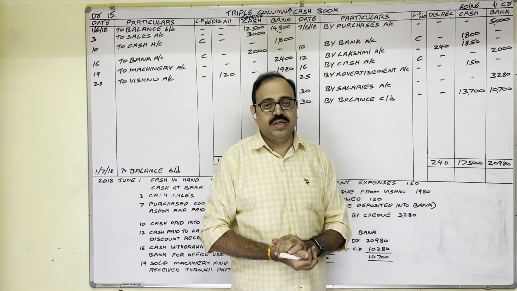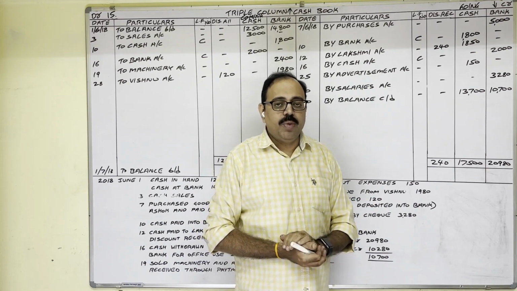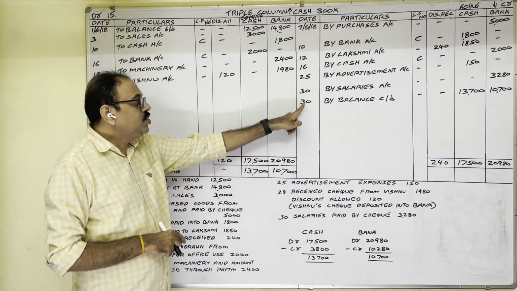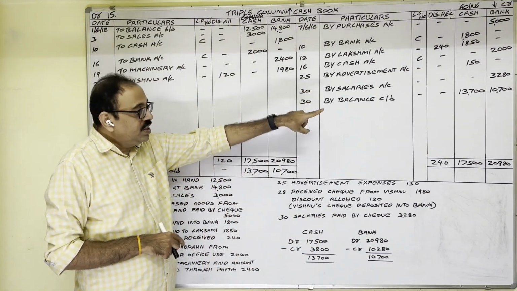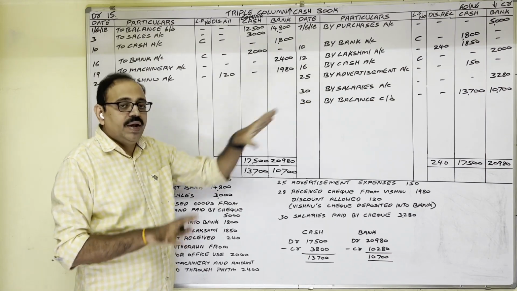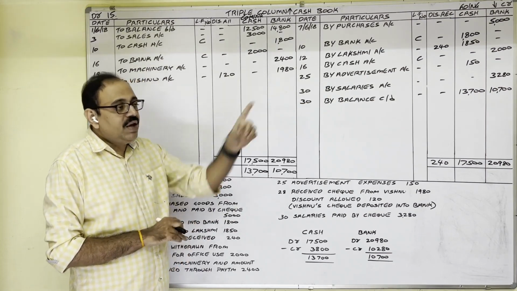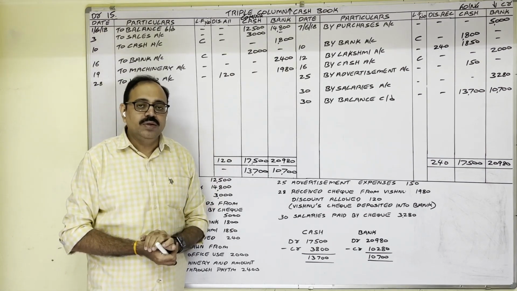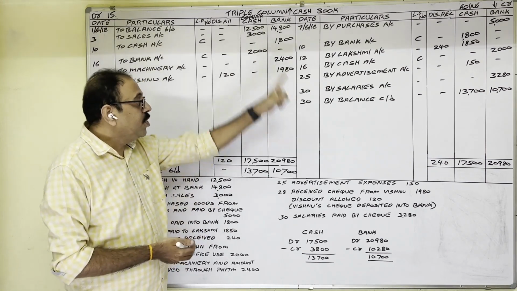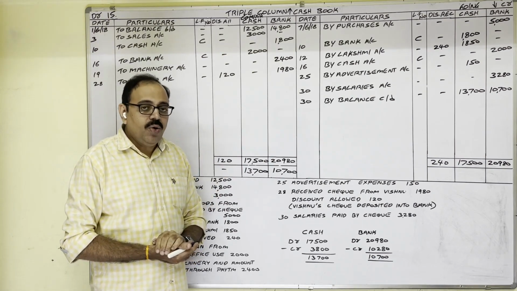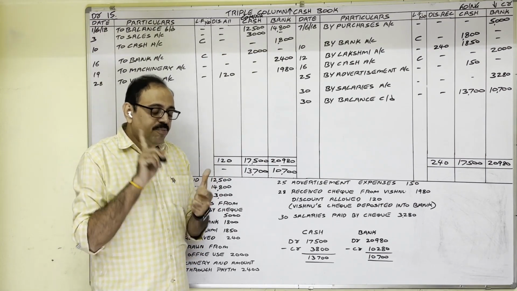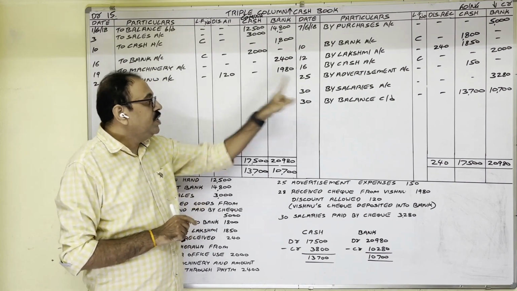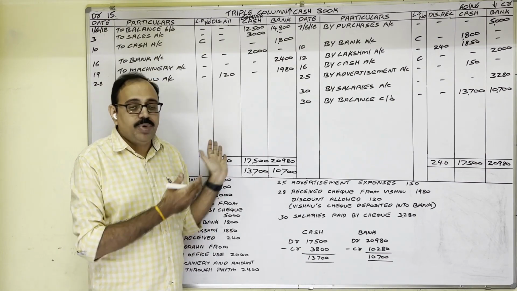That is another lesson. So in this problem, finally we came to know that on 30th June 2018, 13,700 cash balance should be with us. In our bank account, 10,700 balance should be there. So this is the use of the triple column cash book. We can know the cash balance, bank balance on a particular day and discount details. For that we are preparing this.